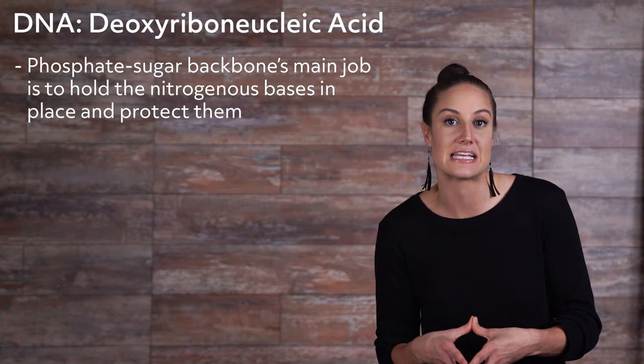The spiraling of the sugar phosphate backbone adds 360 degree protection to the nitrogenous bases, rather than the nitrogenous bases being unspiraled and exposed. If it were not spiraled, then the weaker hydrogen bonds between the nitrogenous bases would be exposed to the surrounding elements, which could potentially break the bonds.